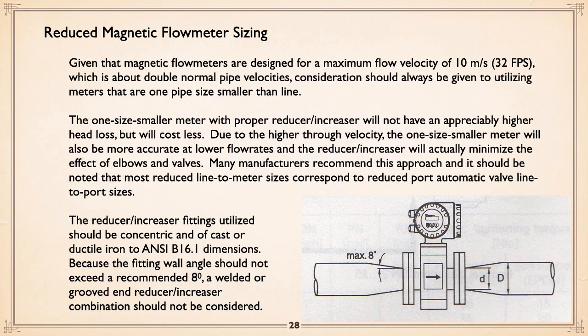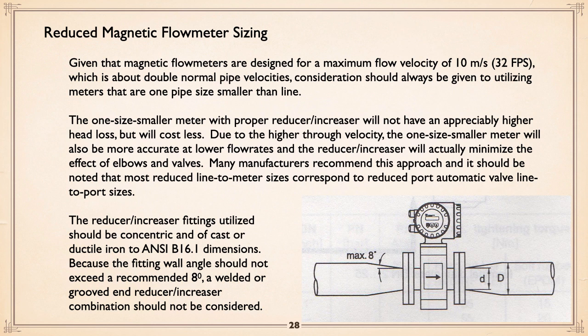Reduced magnetic flow meter sizing. Boy, this has shades of talking about automatic control valves. Mag meters are typically designed for a maximum flow velocity of 32 feet per second, which is about double normal pipe velocities. So you should always think about using meters that are one size smaller than the line. One size smaller with proportional reducer increasers will not have an appreciably higher head loss, because the Venturi effect of the reducers down and then up will recover a lot of any losses, and it will cost less, being a smaller meter.